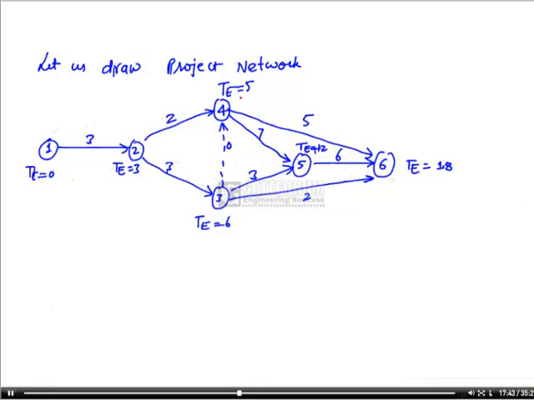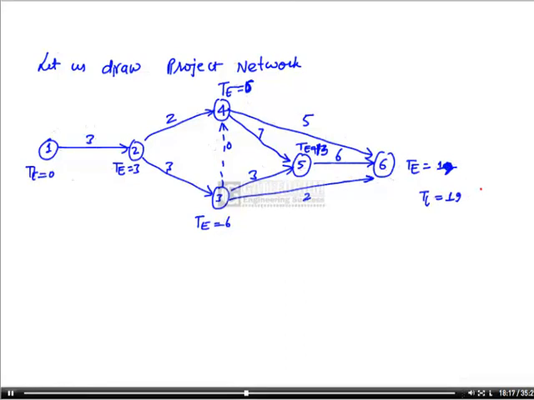Again, this will not be 5 because this will be the maximum of 3 to 4 and 2 to 4. So this is 6. This will be 6 plus 0, 6. This part will be 6 plus 3, 9, and 6 plus 7, 13. Then this part will be the maximum of 13 plus 6, 6 plus 5, or 6 plus 2. So this will be 19. Sorry for the mistake. Again the project completion time is not given, so we will take TL as 19.